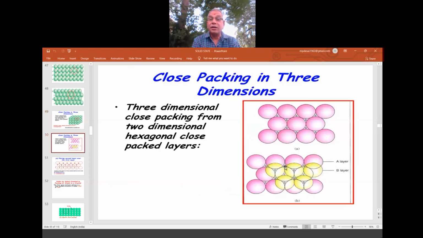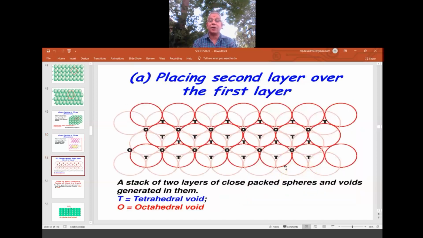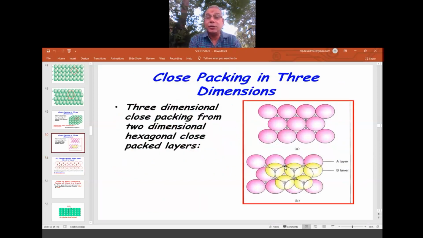Now again close packing in 3D, but this is not A type, this is AB type. So A layer, then on that B layer, again A layer, AB continues. That time when you keep one layer over the other layer and one more layer, what happens? That is the understanding: placing the second layer over the first layer. What happens that time? Once again, I am going to show you this slide.